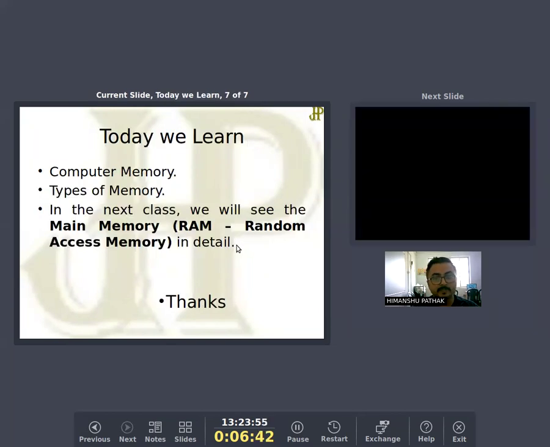So I hope you understand what is memory. Memory is just like a container where you keep the data and instructions. Types of memory are two: main memory and secondary memory. Examples of main memory are RAM, ROM. Secondary memory examples are hard disk, pen drive. So in the next class, we will see main memory, and in main memory, we will see RAM, random access memory, in detail.